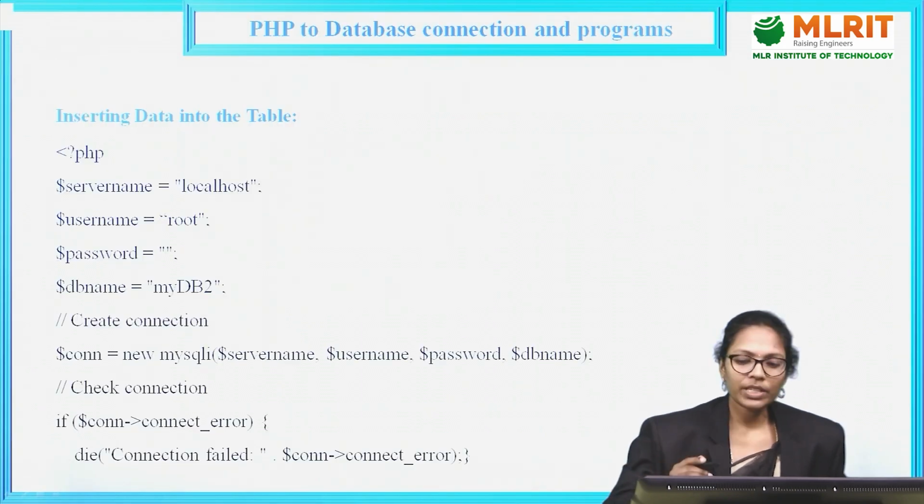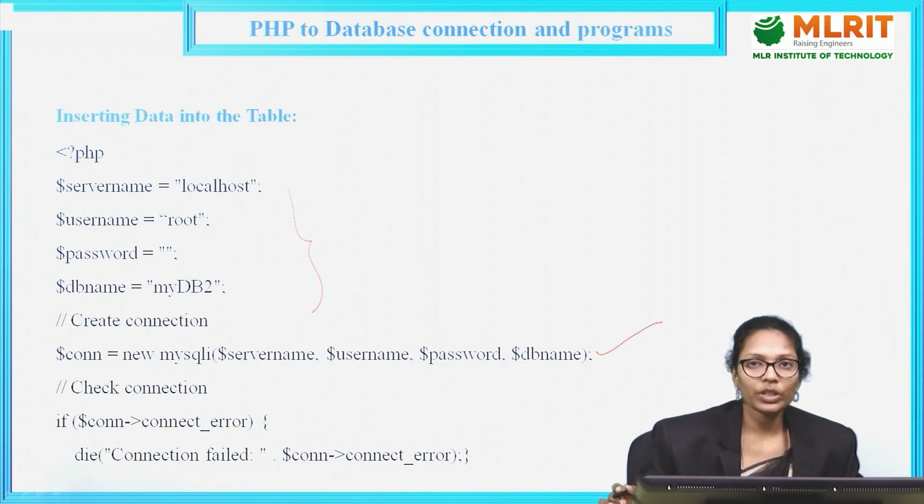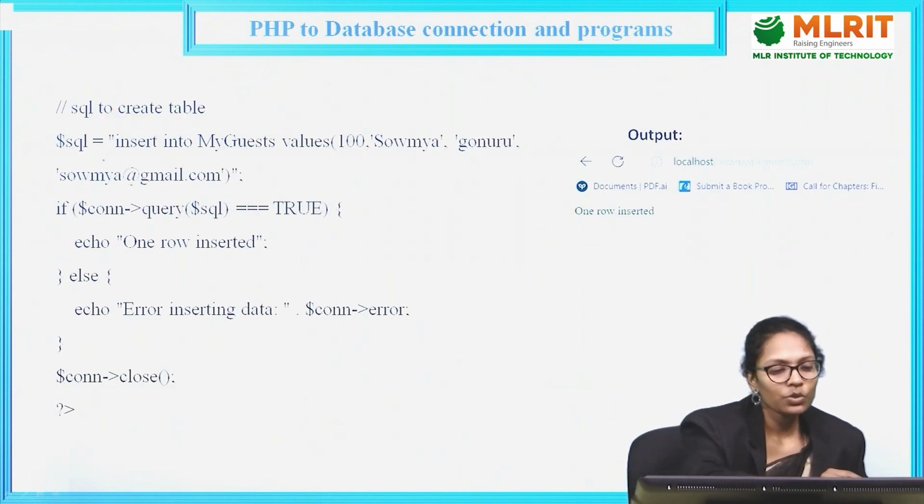So same thing again, using these 4 details, try to connect to the database and check whether any connection error is there or not. If there is no connection error, try to insert the data. So, insert into, the table name is MyGuests, values. What are the values I need to add here? 4 different values: ID, first name, last name and the email ID.